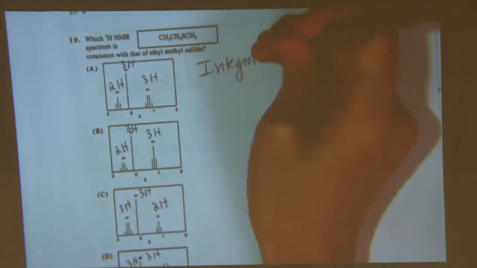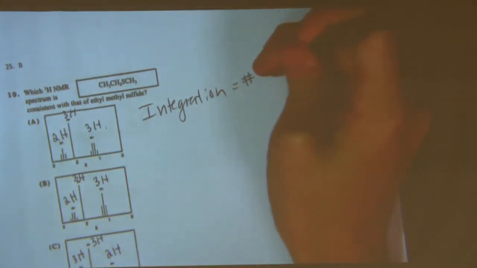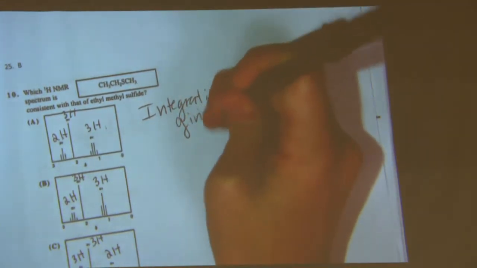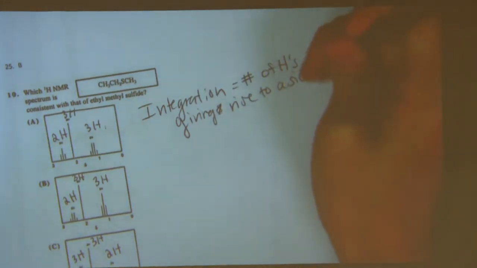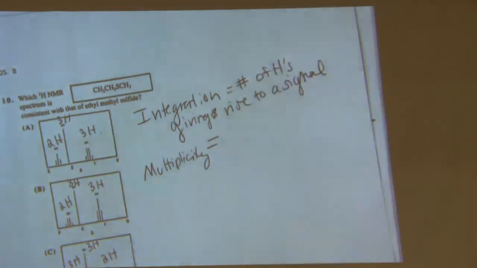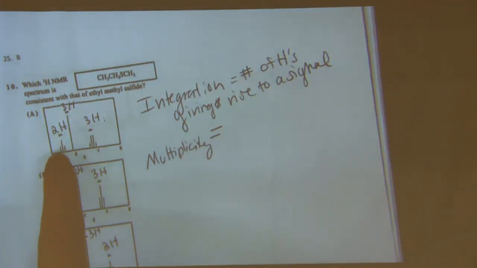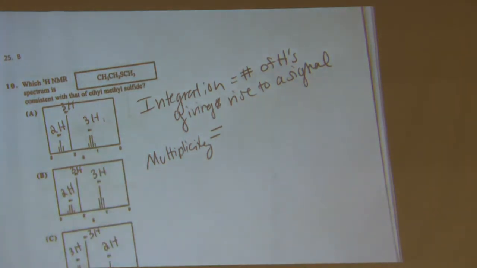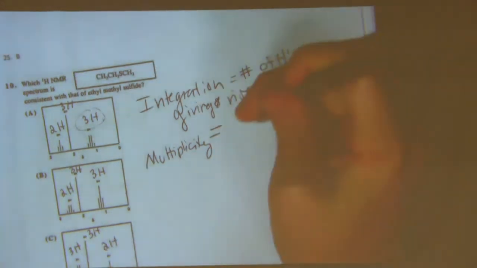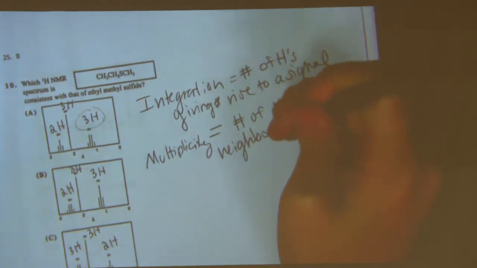So integration values. There are these H values that are on top of your signals, are the number of hydrogens giving rise to a signal. How is that different from multiplicity? Multiplicity is the number of hydrogens on the adjacent carbon. Multiplicity is basically this signal is a singlet, this signal is a triplet, and this signal is a quartet. That's explaining the number of hydrogens on the neighboring carbon, where these numbers on top, your integration values, are the number of hydrogens on that carbon giving rise to the signal. Does that make sense? We'll go over it a little bit more. So multiplicity is the number of hydrogens on neighboring carbons.